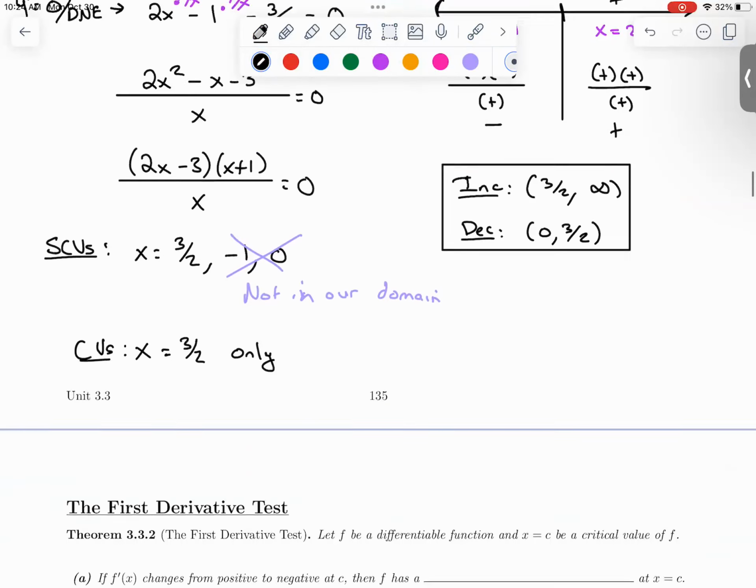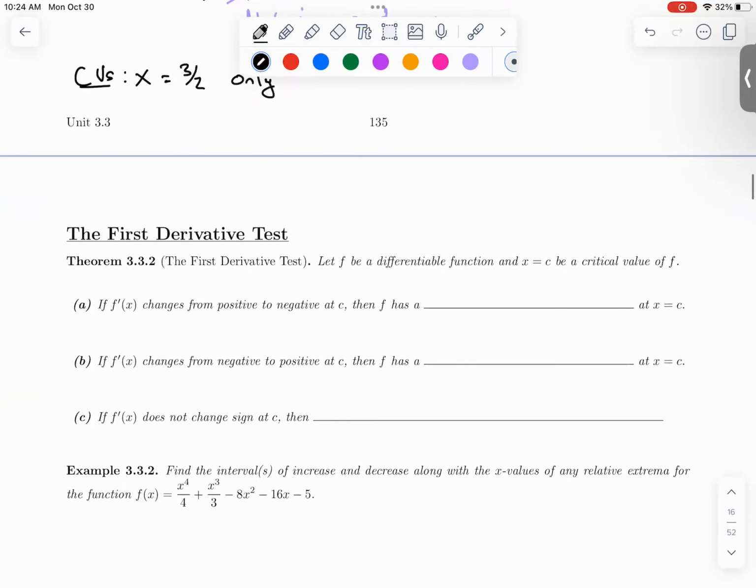All right. So the derivative does tell us where it's increasing or decreasing, but it also does more than that, because if we know where it goes from increasing to decreasing, we know where its maximums are. And if we know where it goes from decreasing to increasing, we know where its minimums are. So let f be a differentiable function, and let x equals c be a critical value, a CV of f.